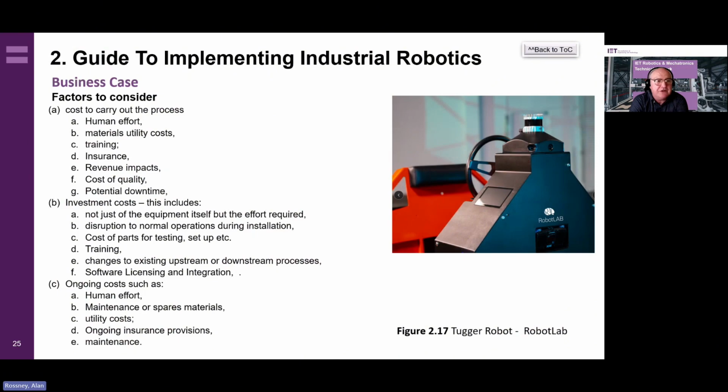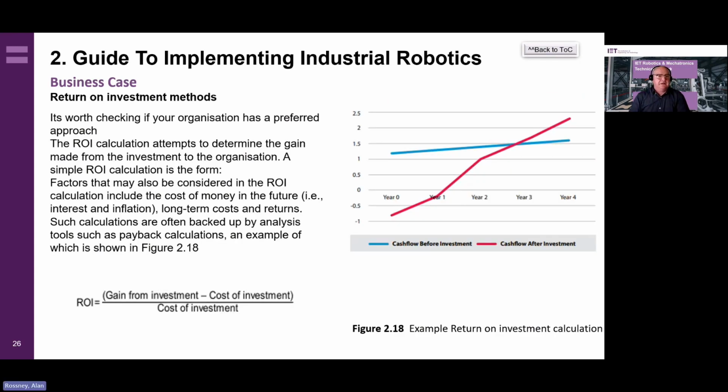Other things to consider then are ongoing costs, such as human effort, maintenance, ongoing insurance, and maintenance or spare materials. So it's worth checking if your organization has a preferred approach to return on investment. That's something that's asked for.